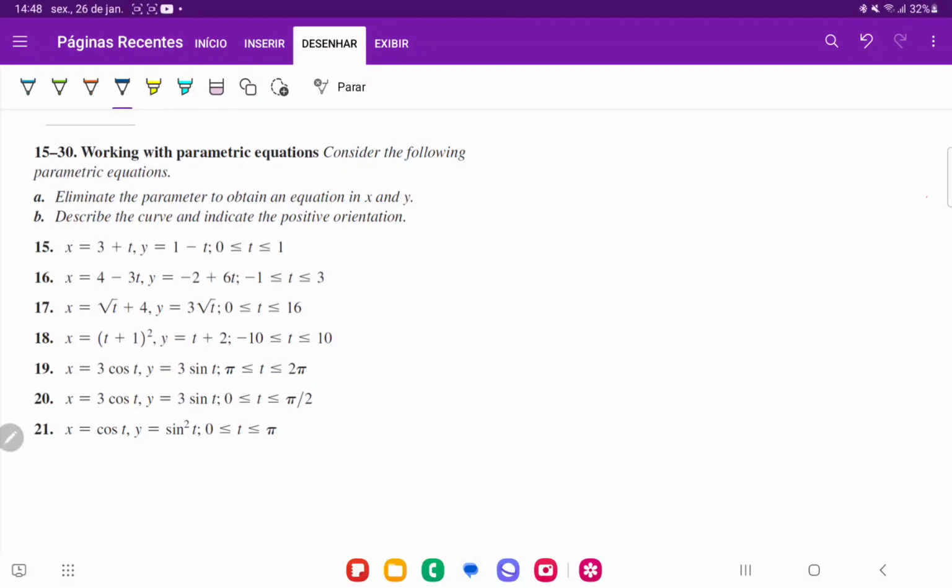For number 19, we're given this pair of parametric equations, and the first thing that we want to do is eliminate the parameter to obtain an equation in x and y. So what we're going to do here is use this identity, sine squared of theta plus cosine squared of theta is equal to 1, to eliminate the parameter.